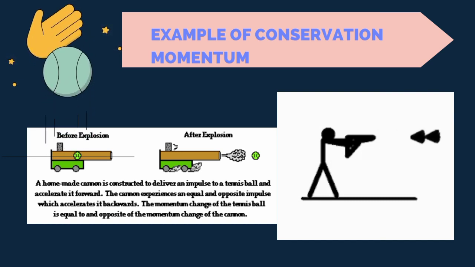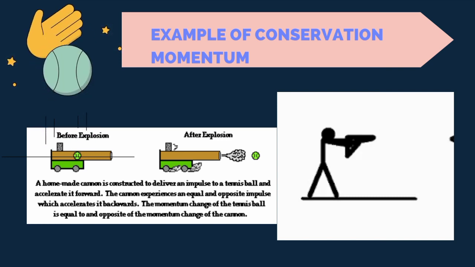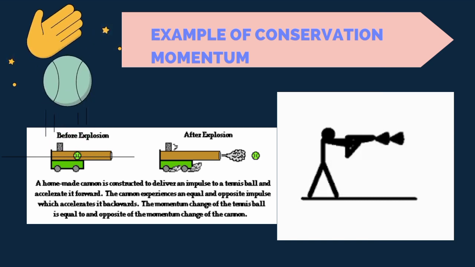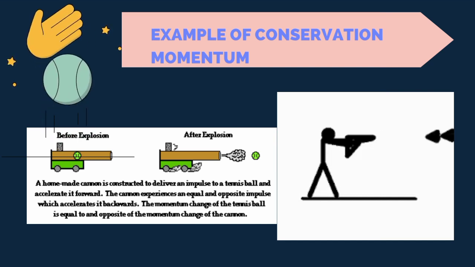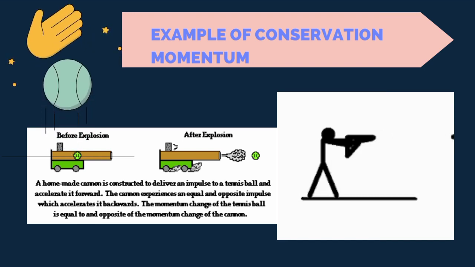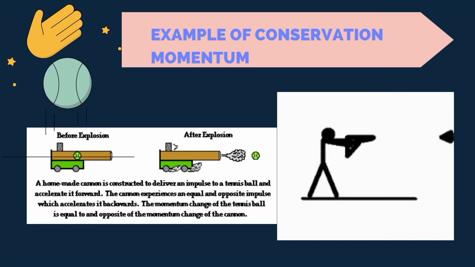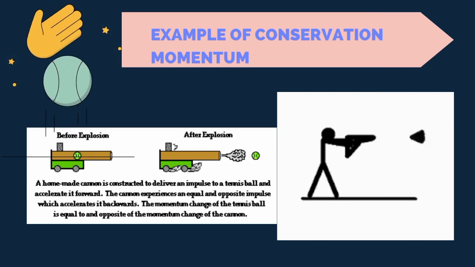And the example of conservation of momentum in playing tennis is a homemade cannon constructed to deliver an impulse to a tennis ball and accelerate it forward. The cannon experiences an equal and opposite impulse which accelerates it backwards. The momentum change of the tennis ball is equal to the opposite of the momentum change of the cannon.